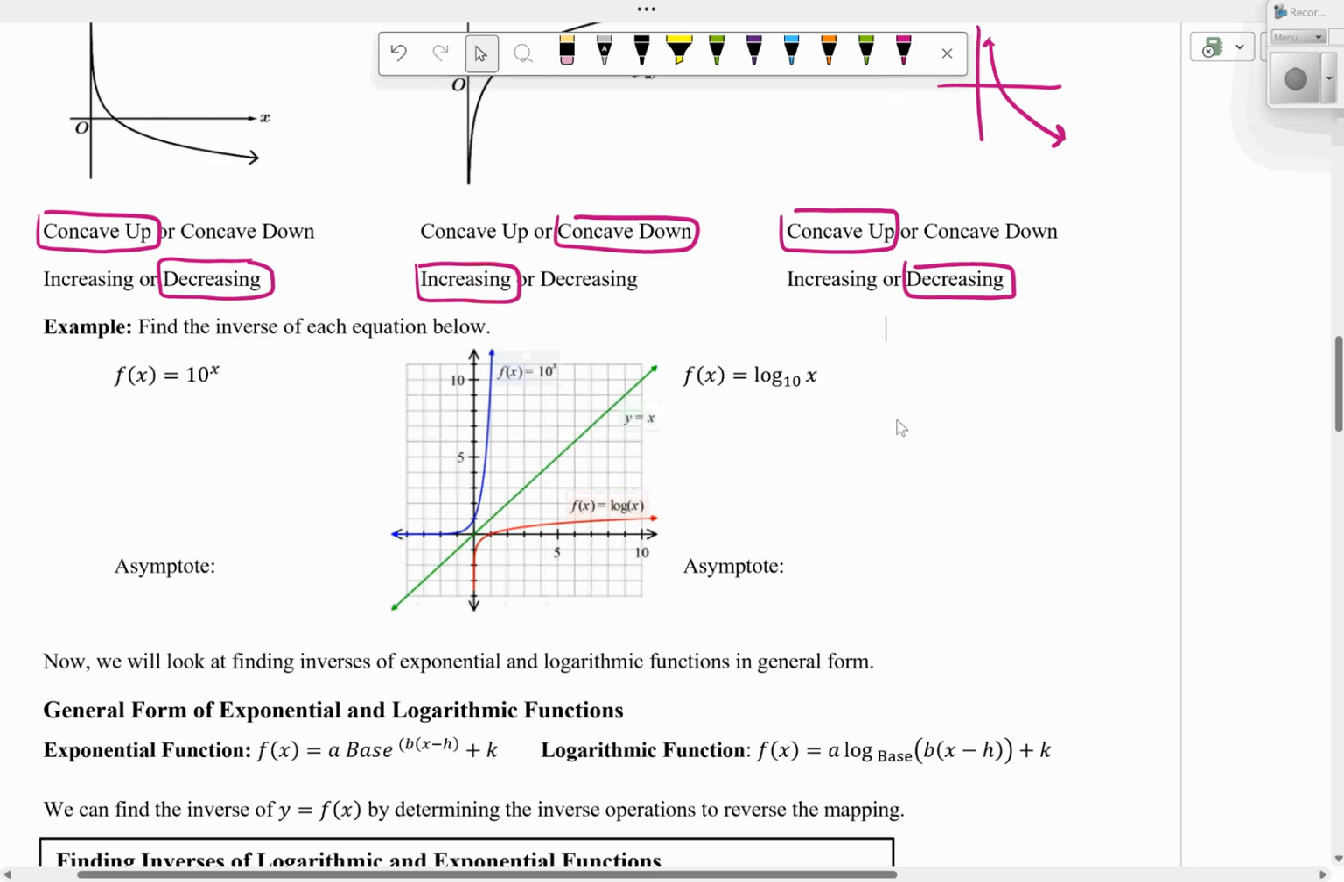So this one says to find the inverse equation. So we know that for this, we have y equals 10 to the x. So when we want to find the inverse, we switch our x and our y. So x equals 10 to the power y, and then we solve for y. But remember, how do we solve for a variable exponent? The way that we do that is we use logarithms. We learned that last year in Math 3.